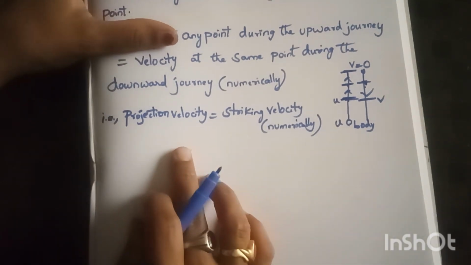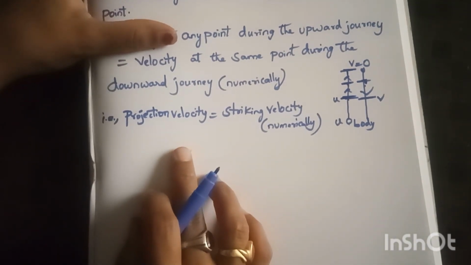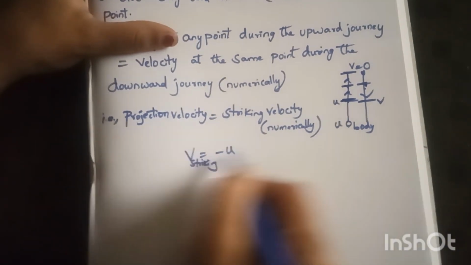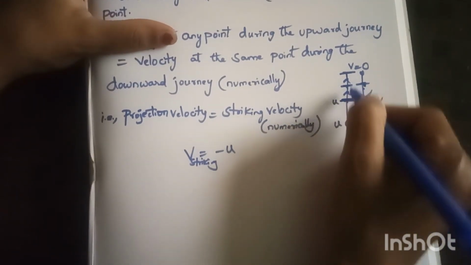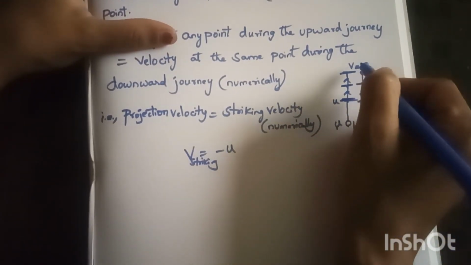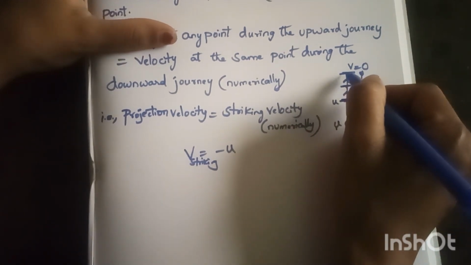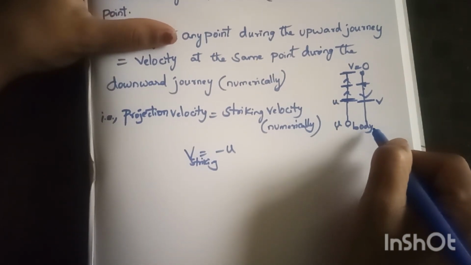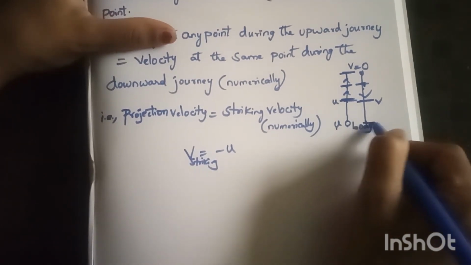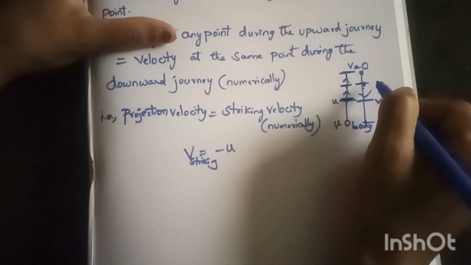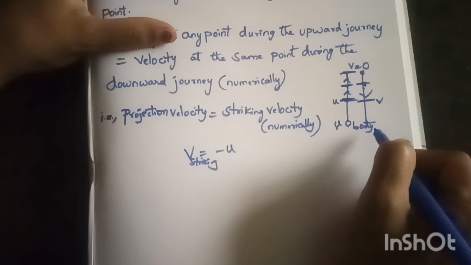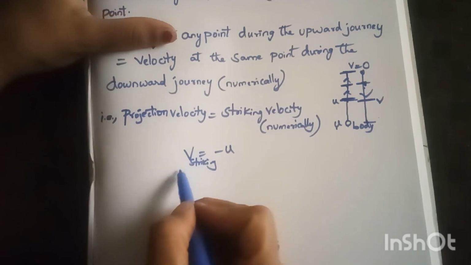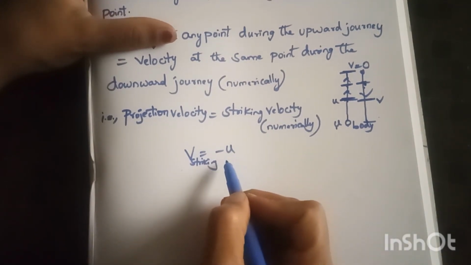We discussed in motion parameters that v striking equals minus u. V striking means when an object is thrown upward with initial velocity u, it reaches the maximum height, then freely falls and reaches the ground. When the object in downward motion reaches the ground, that velocity is called v striking. So v striking equals minus u, as we discussed in the previous class.